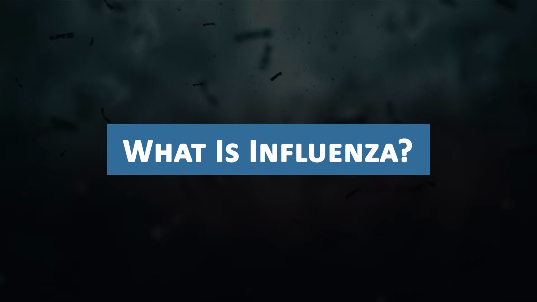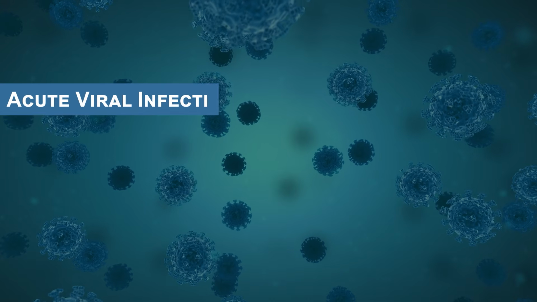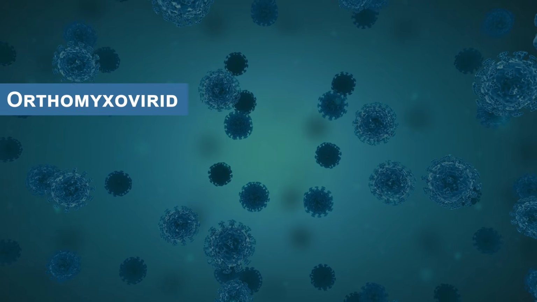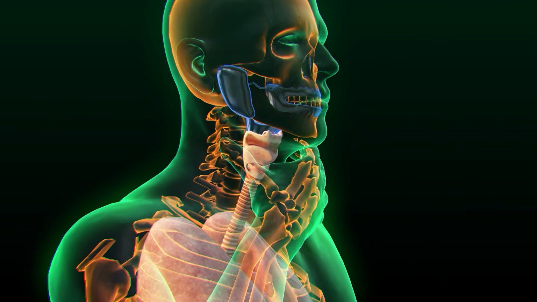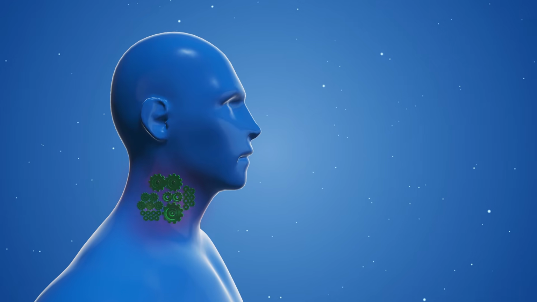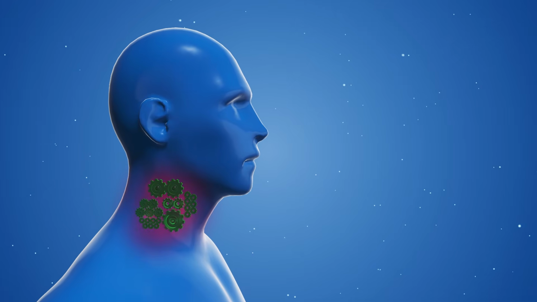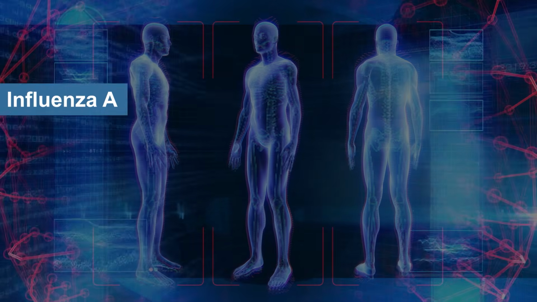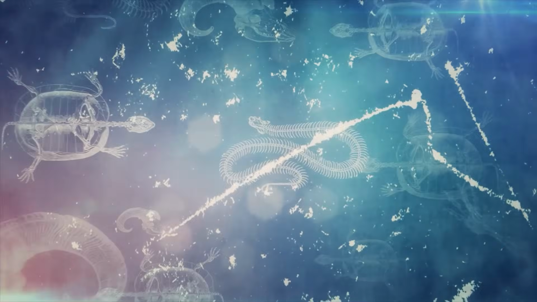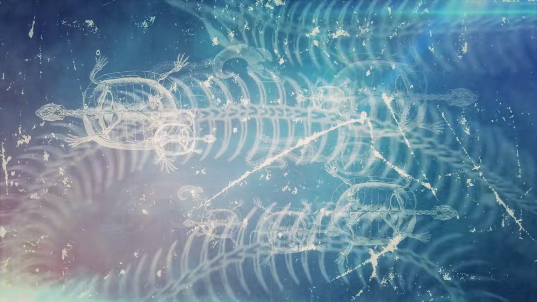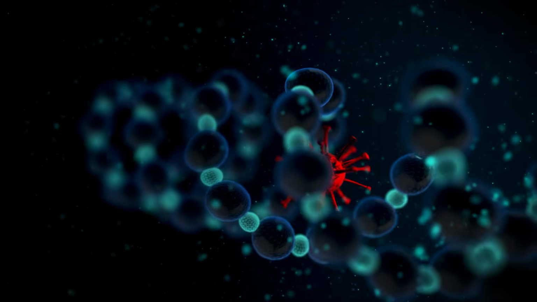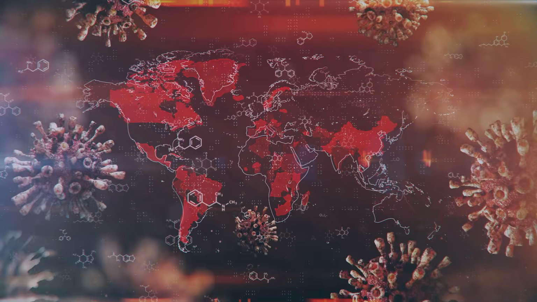What is influenza? Influenza is an acute viral infection caused by viruses belonging to the Orthomyxoviridae family. These viruses are classified into influenza A, B, C, and D, although influenza A and B are responsible for most human infections and seasonal flu outbreaks. Influenza A viruses are especially important because they are capable of infecting both humans and animals, including birds and pigs. This ability allows influenza A viruses to undergo genetic changes that can lead to pandemics, which are global outbreaks of disease.